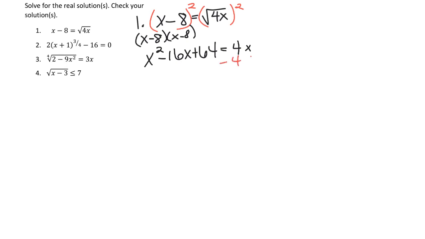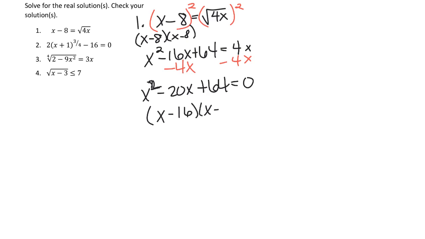We'll move the 4x over here. So we have x squared minus 20x plus 64 equals 0. Now we can factor. What two numbers multiply to 64 and add to 20? Well, that's x minus 16 and x minus 4 equals 0. So we get x is equal to 16 and x is equal to 4.